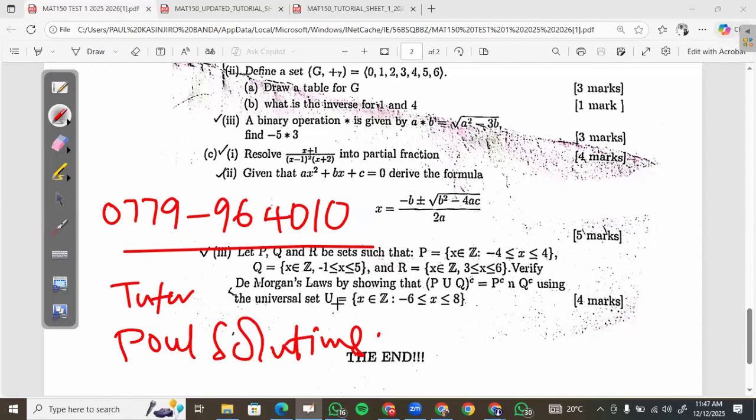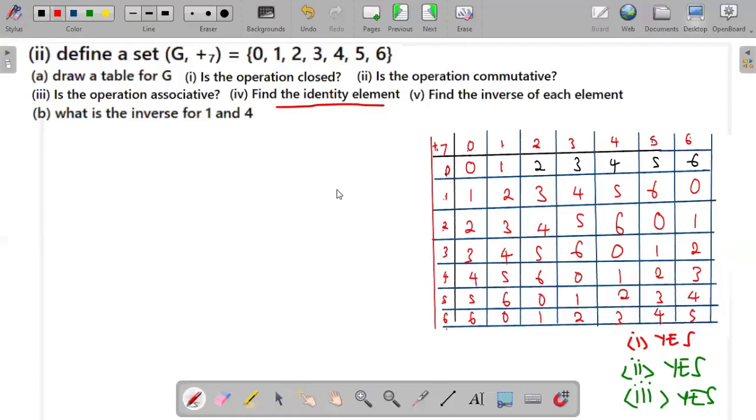So let's continue with our question now. How do we find the identity element? We're going to define the identity element by the letter E. So we're going to say let E be the identity element. The way it works is that when you apply the operation on this identity element with any number, you're just going to get the same number.